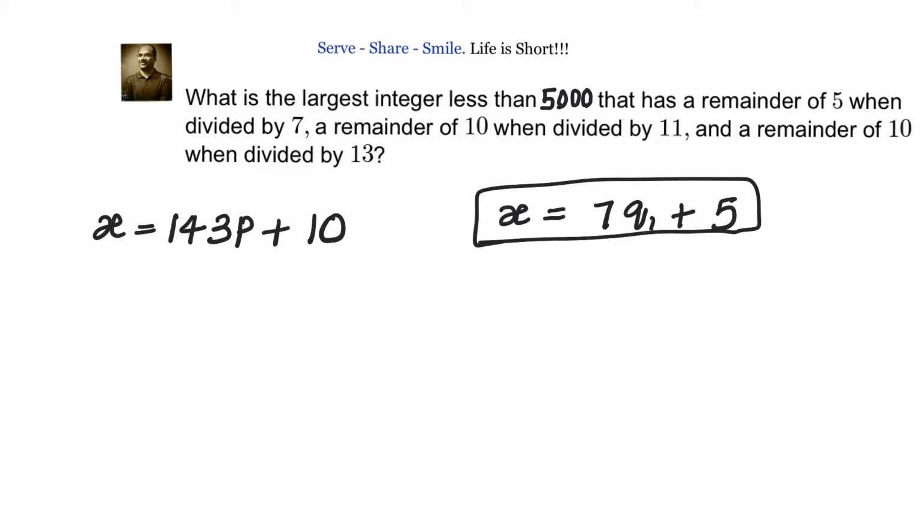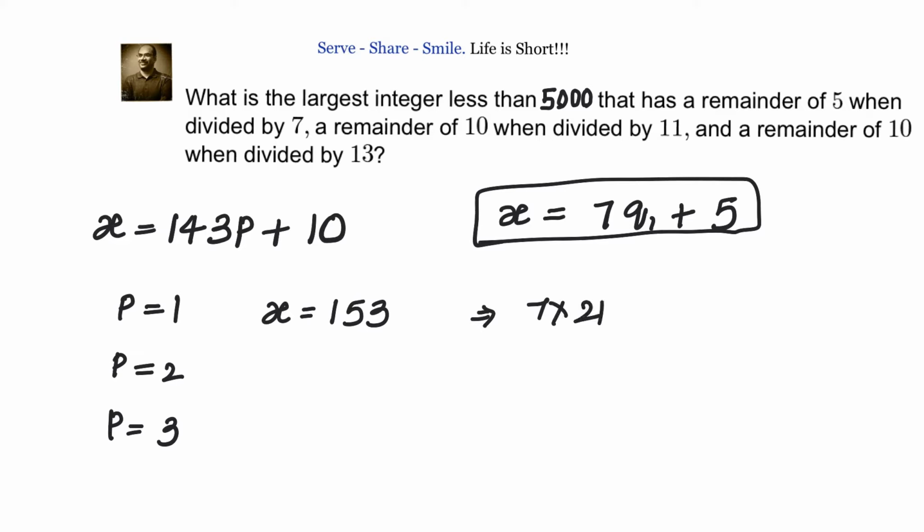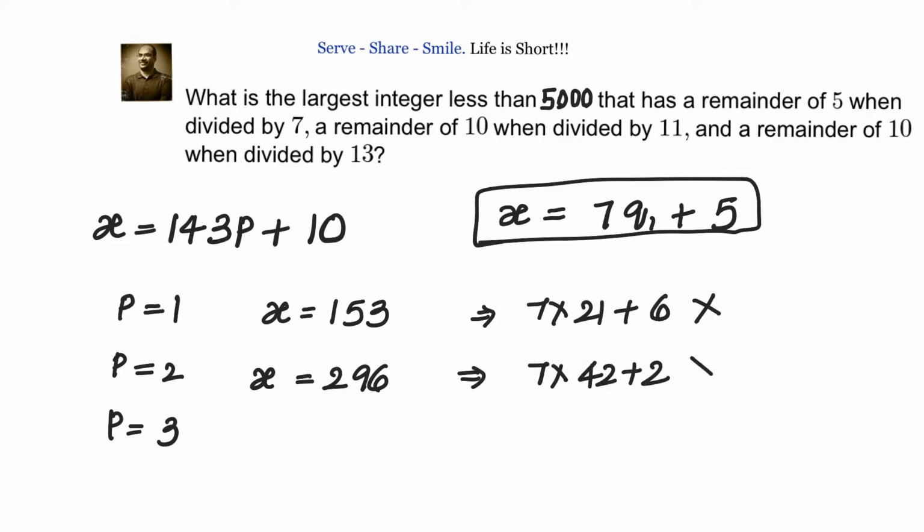Let us take different values for p and see what happens. p equals 1, p equals 2, p equals 3. In the first scenario, the x value is 153, which can be written as 7 times 21 plus 6. The remainder is not 5, so that number is not correct. Take p equals 2. Our number is 296, 143 times 2 plus 10, which can be written as 7 times 42 plus 2. Again the remainder is not 5.